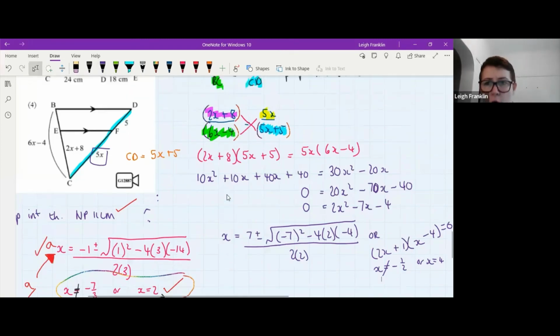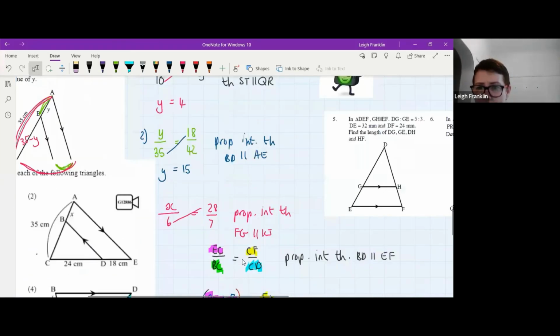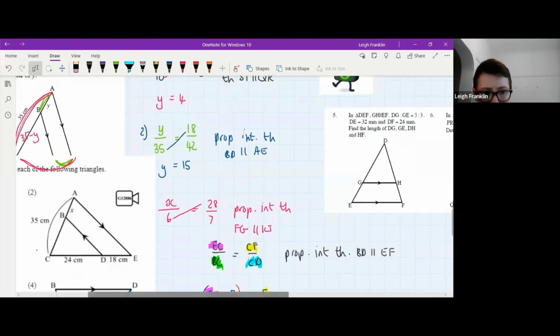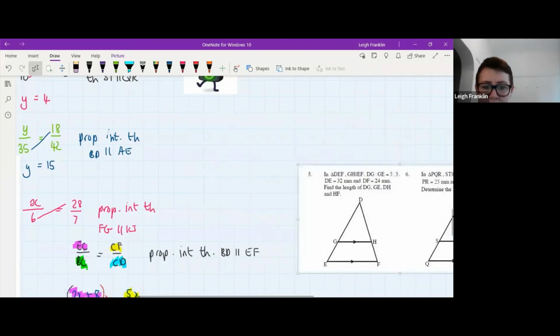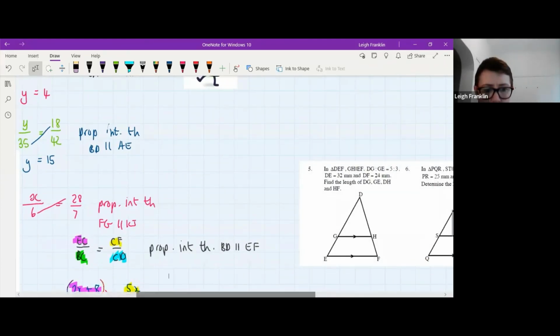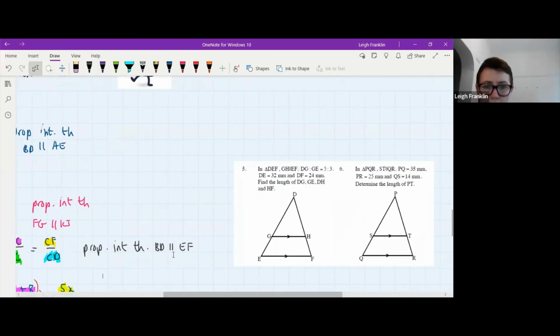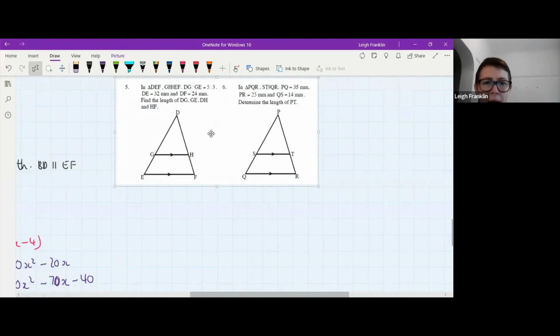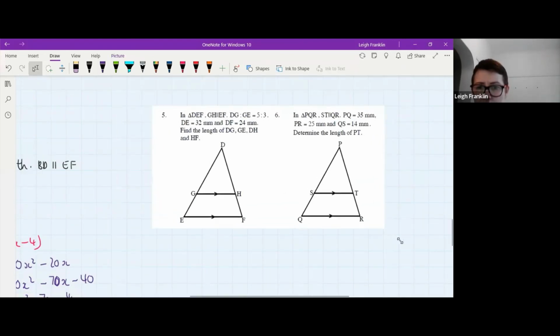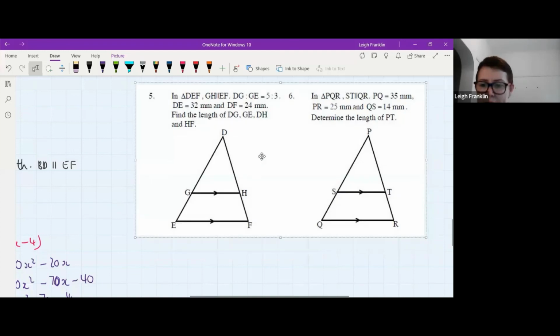Okay, marvelous. Just as far as our time was concerned, I'd like us to try this question over here. I want us to do number 5, because here we're actually dealing with proportions. Let's move this over and make it a little bit bigger, and then we can talk about this question. Let's have a look at number 5. I think we'll manage to get this done. I don't know if we'll be able to do all of them, DG, GE, DH, and HF.